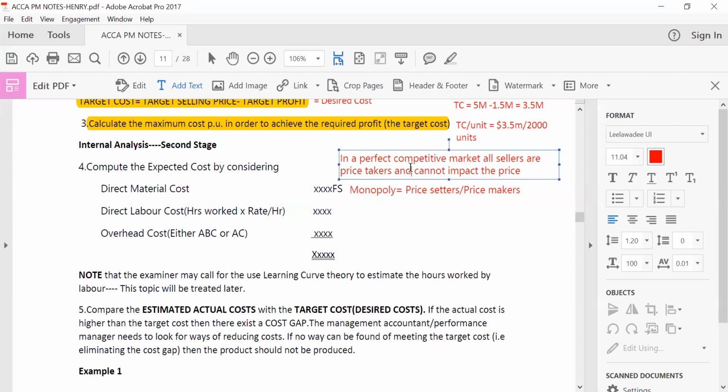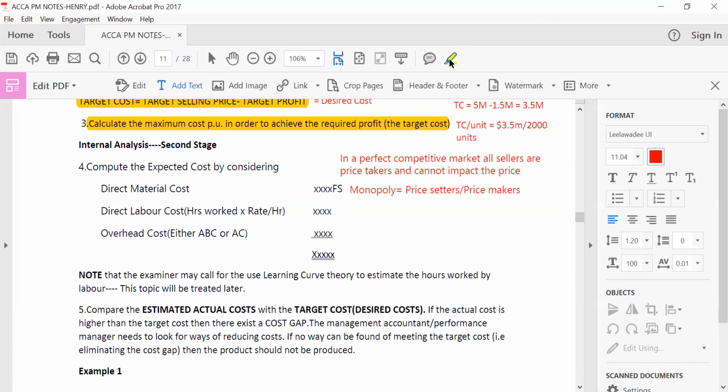ECG can decide to switch off the light today and there's nothing you can do. You can't just go there and slap anybody to put the light on. So monopoly firms are price setters or price makers. In a perfectly competitive market, in which target costing is applicable, we tend to be sellers who are price takers, right?